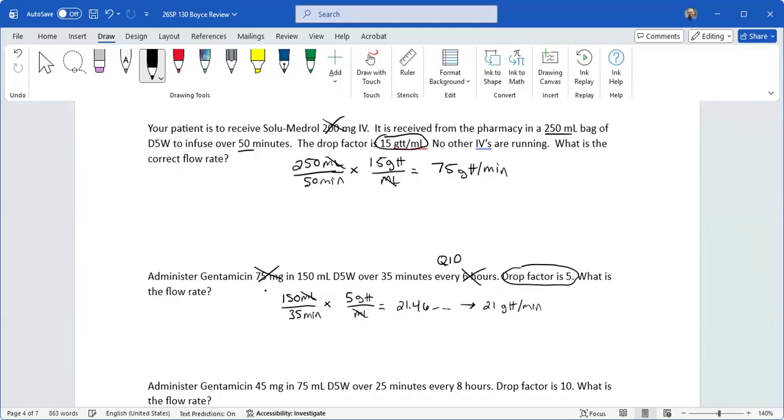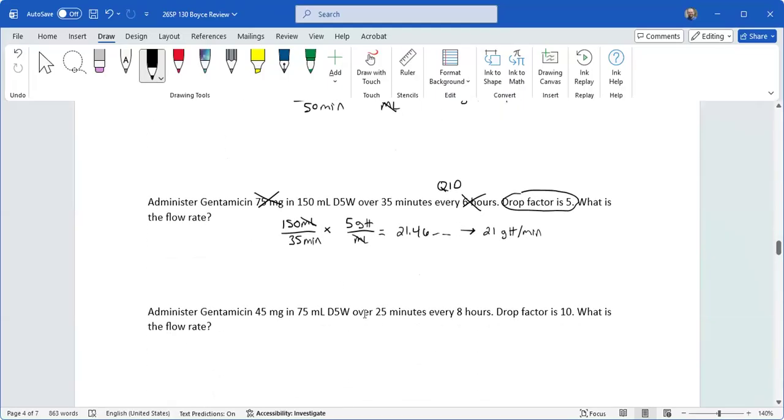In reality, you might only be able to set the drop rate to 20 or 25 or 15. So I don't know those specs. So for purposes of this, just focus on doing the rounding to the nearest whole number. So this is just another example.